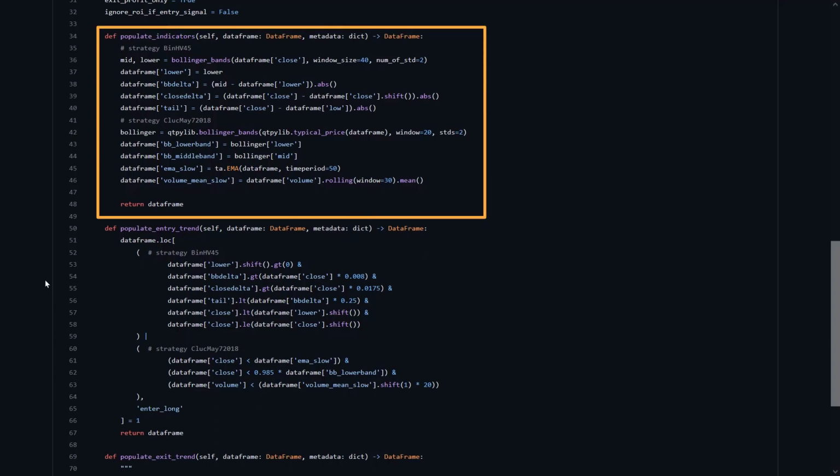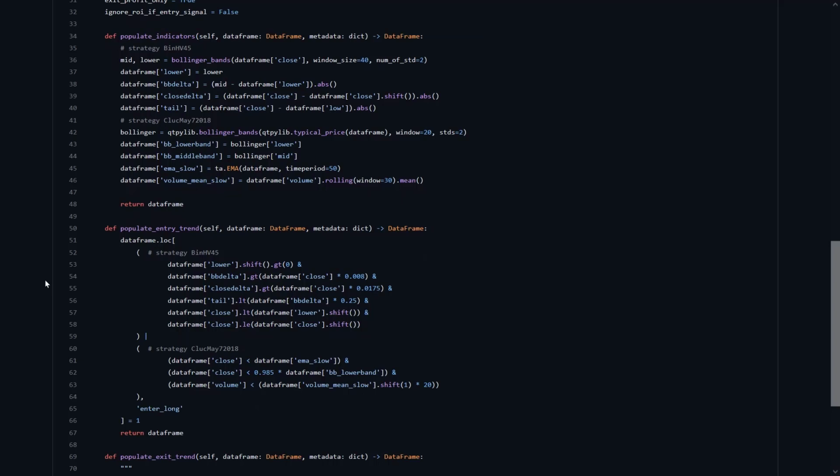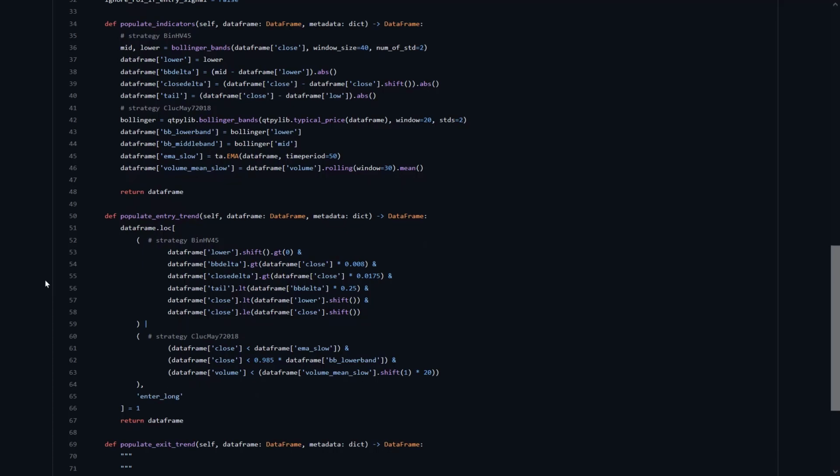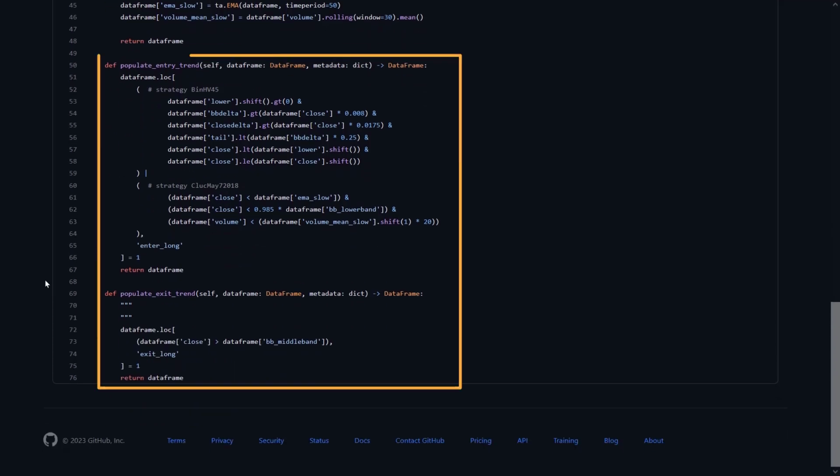Here the two sections of the BinHV and Clucmay strategy have been merged into one method. And again, if you really want to know what happens over here in detail, then please read my earlier blog posts about these strategies or watch the respective YouTube videos. Then the buy and sell methods are defined over here.